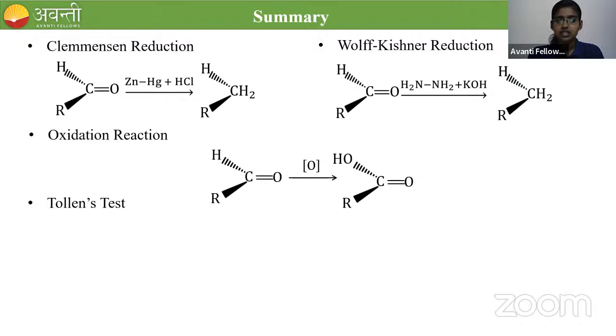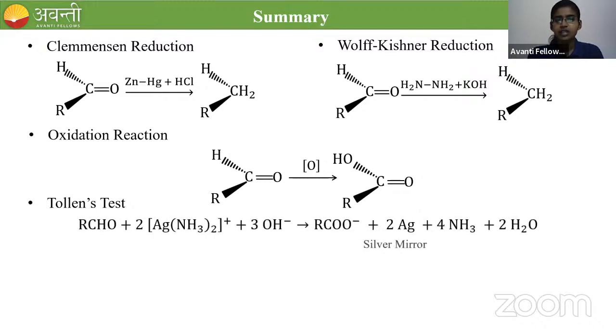We also discussed two tests used for aldehydes. One is the Tollens test, the other is the Fehling solution test. In the Tollens test, we used ammoniacal silver nitrate solution as the reagent. On treatment with aldehyde, both aliphatic and aromatic aldehydes can be used, we get the carboxylate ion. That is, the aldehyde is oxidized to the carboxylic acid. We can identify that the system contains aldehyde by seeing the silver mirror formed around the walls of the container. This is the Tollens test.